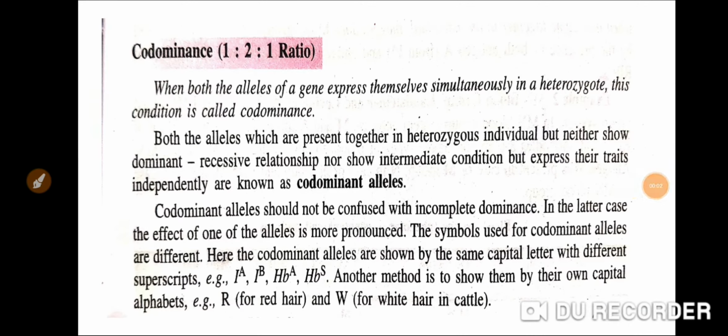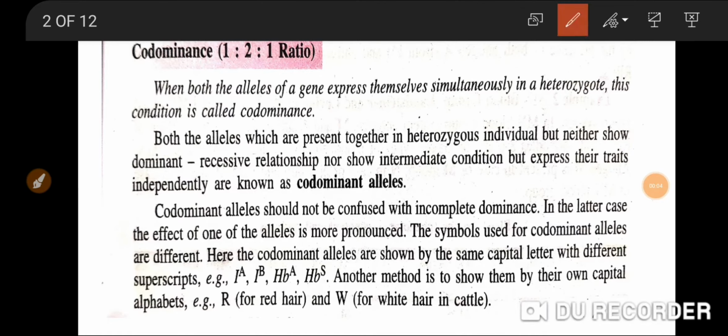Codominance is the condition where both the alleles of a gene express themselves simultaneously in a heterozygote. Or in other words, when both the alleles of a gene express themselves simultaneously in a heterozygote, this condition is called codominance and the alleles are called the codominant alleles.